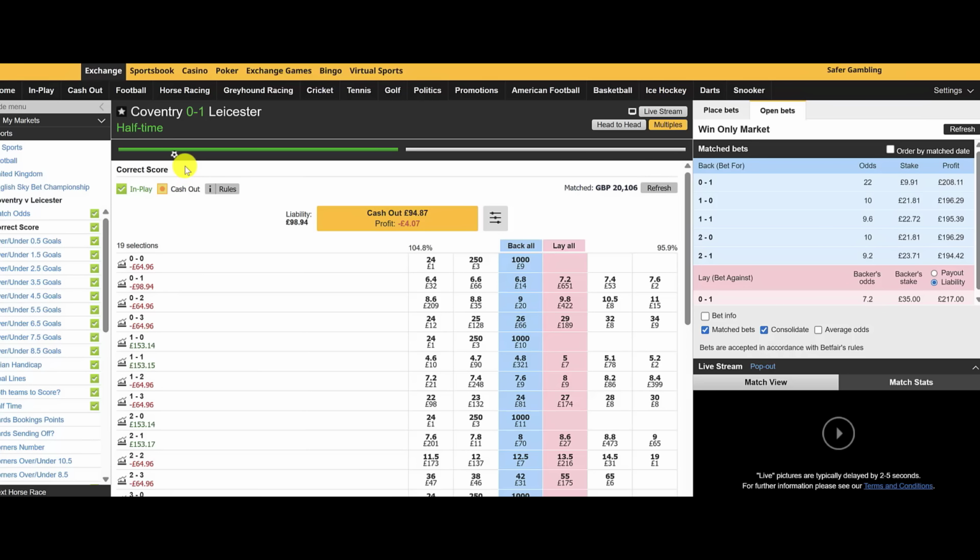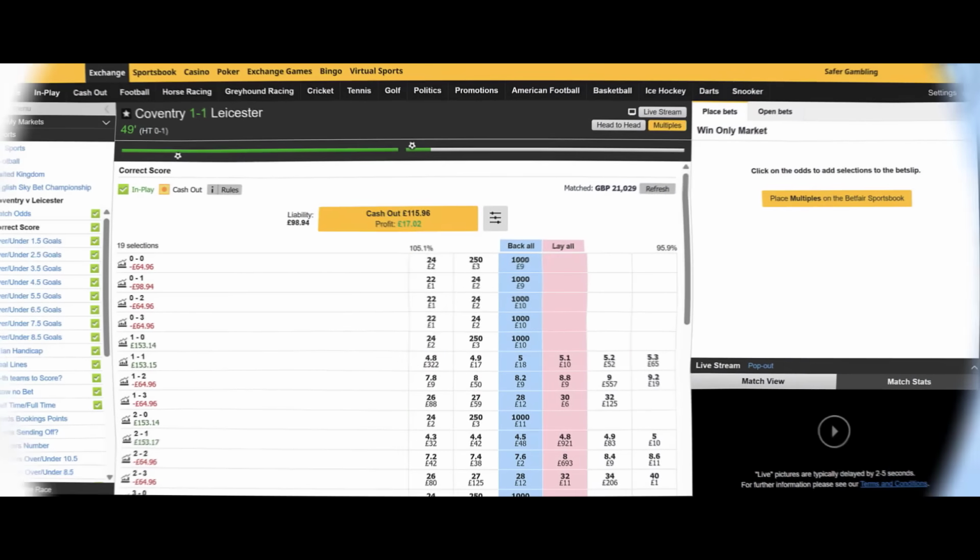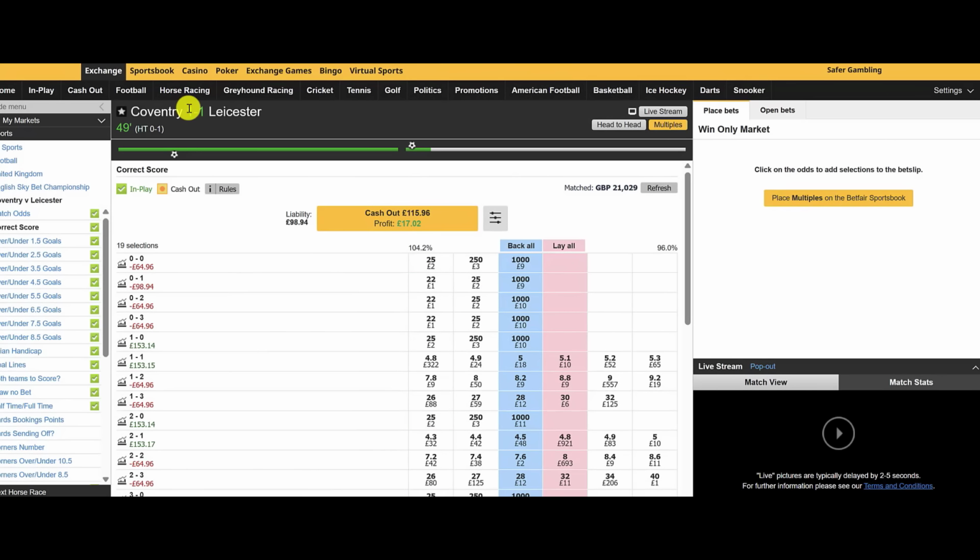As mentioned with target score formulas, you've got your plan A, you've got your plan B. We are in plan B mode right now, which is often damage limitation. But anyway, we've still got some upside. Let's see what happens. Coventry 0, Leicester 1 at half-time. 49 minutes, as expected, Coventry have equalised.